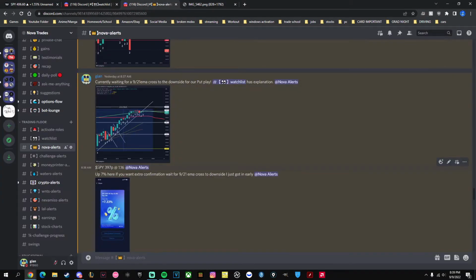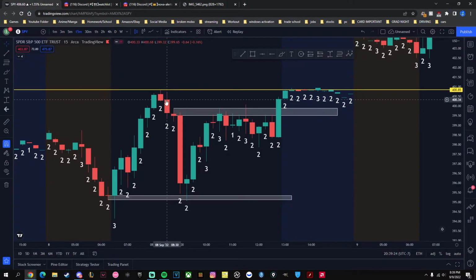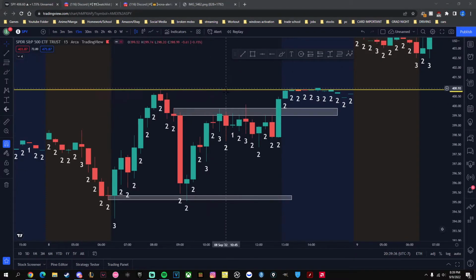So we took SPY 397 puts at a 1.16 fill at 8:38 a.m. So this candle right here, we took puts on this candle, and we held all the way to this right here. So our final contract, we sold at 178%, but I only got a 100% screenshot.